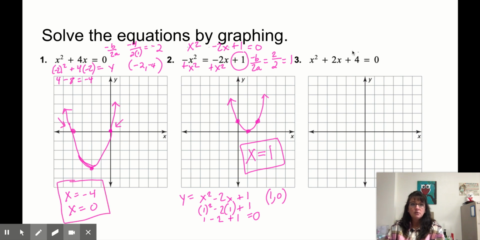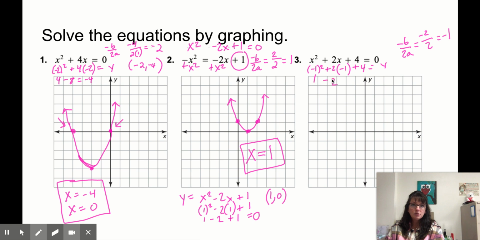All right, so number 3. It's already in the right form. I don't have to do anything like that, so I can do my negative b over 2a. In this case, I want negative 2 over 2 times 1, so it's going to be negative 1. So then I'll put in negative 1 squared plus 2 times negative 1 plus 4 will be equal to y.